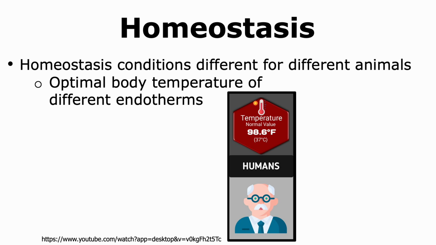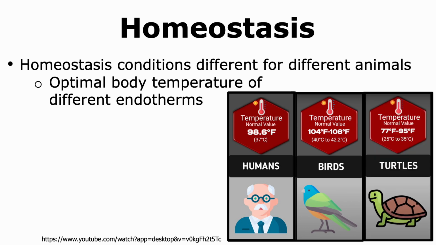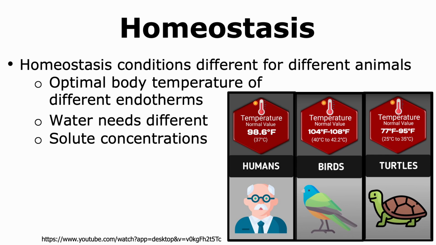Different animals have different internal environment conditions, and hence their homeostatic conditions can be different. For example, the optimal body temperature of endotherms like humans is usually around 37 degrees Celsius, but birds, which are also endotherms, have an internal body temperature that is slightly higher than humans. When we look at animals that are not endotherms, like turtles, which are reptiles, we can observe that their body is able to maintain a higher range of temperature, for example, from 25 degrees Celsius to 35 degrees Celsius. The water needs of different animals are also different, as well as the solute concentrations.